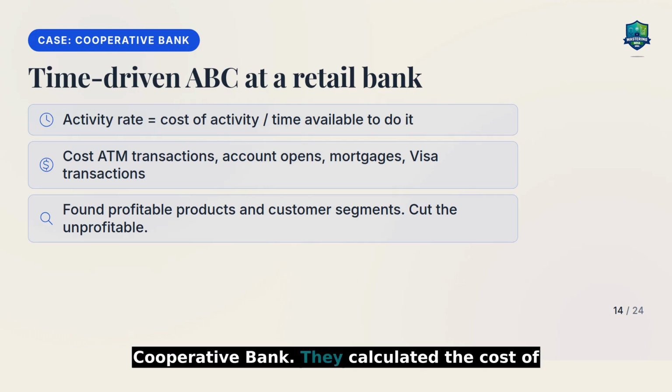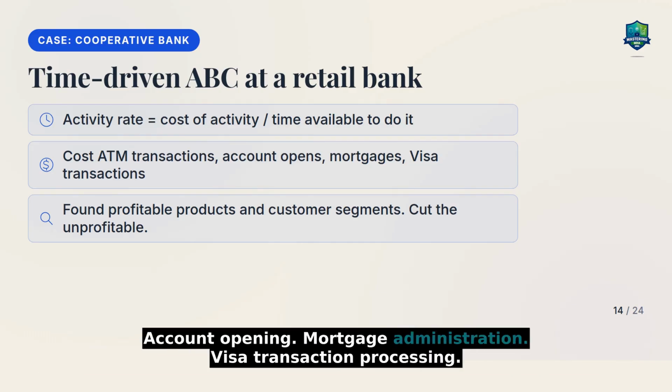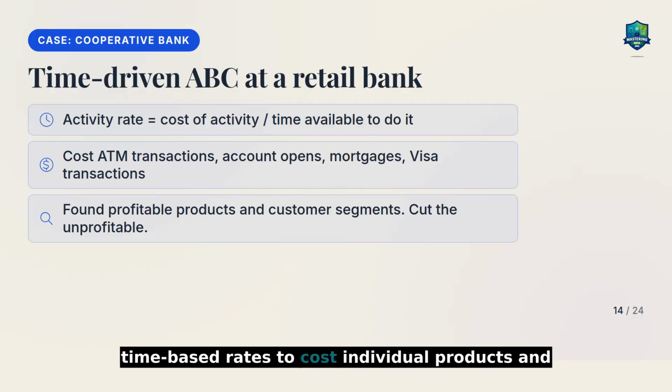Cooperative Bank. They calculated the cost of each banking activity. ATM transactions, account opening, mortgage administration, Visa transaction processing. Used time-based rates to cost individual products and customer segments. Found the profitable ones. Cut or repriced the unprofitable ones.